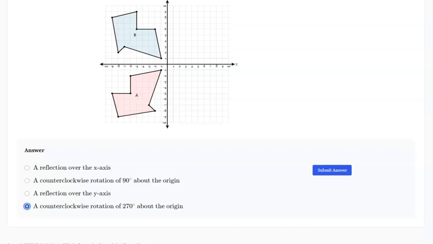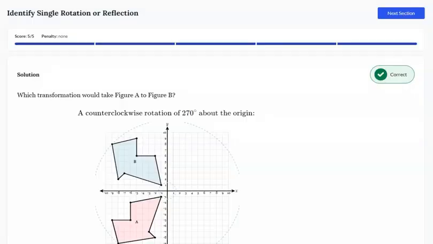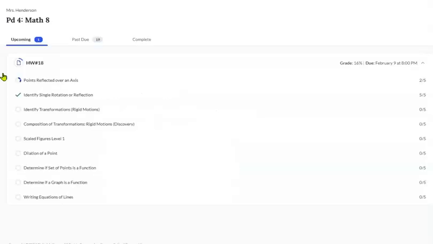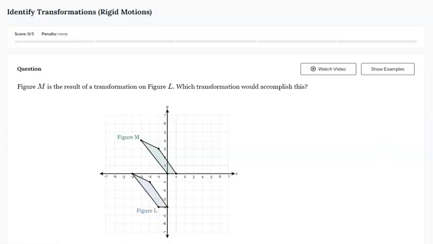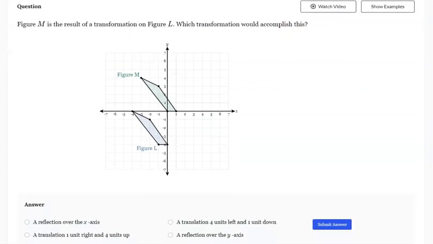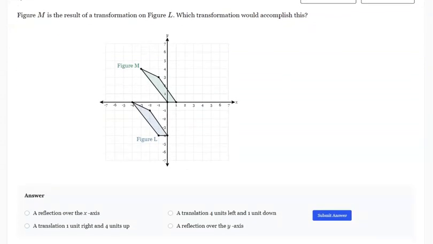It is counterclockwise 270. All right, let's take a look at the third topic, identifying any type of transformation. The most important part of this lesson is figuring out which one is the old shape and which one is the new shape, so that you can identify the right direction. Figure M is the result, so that means this is the new shape.